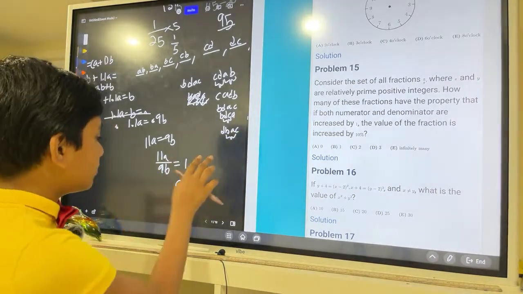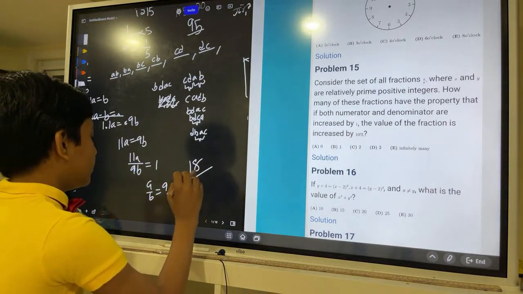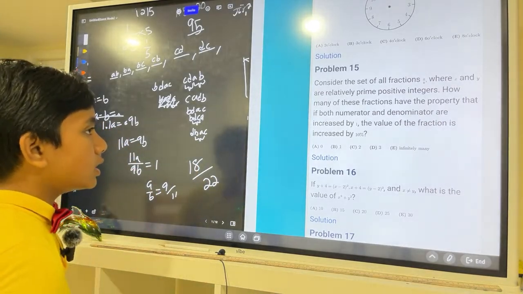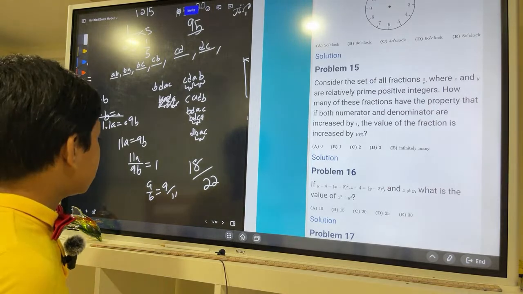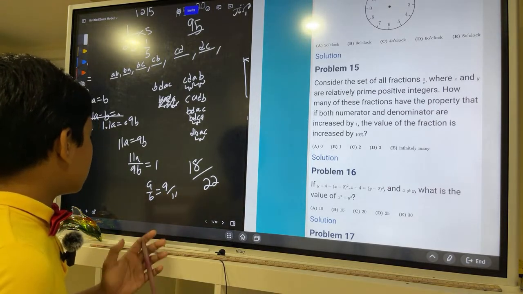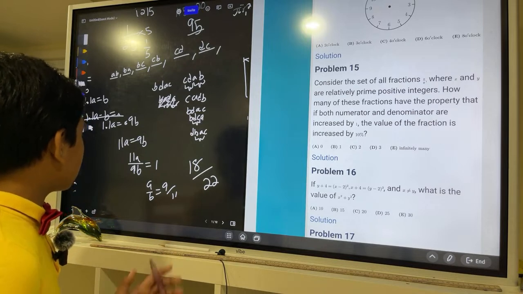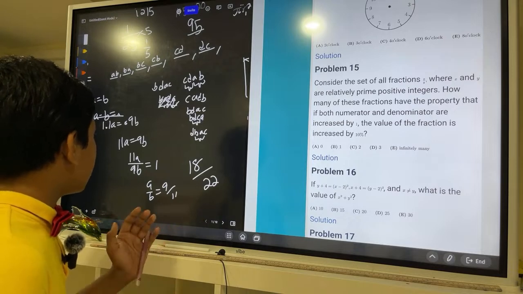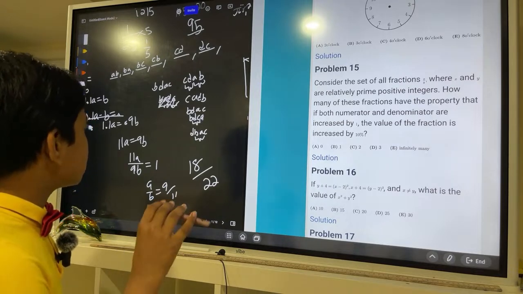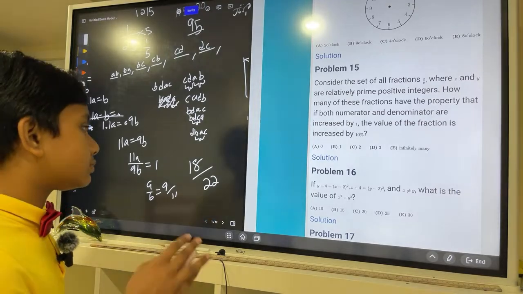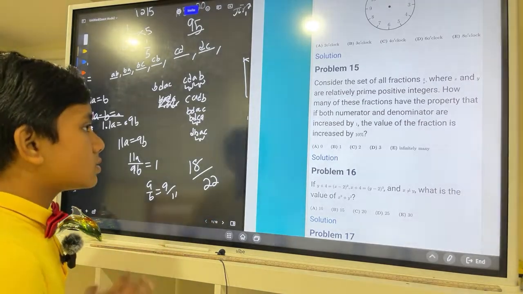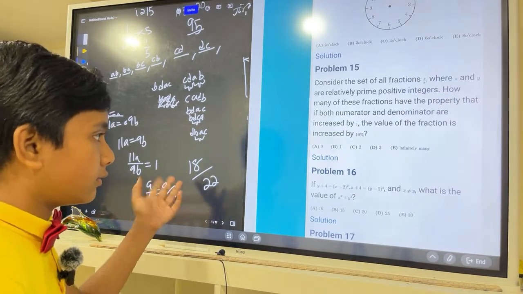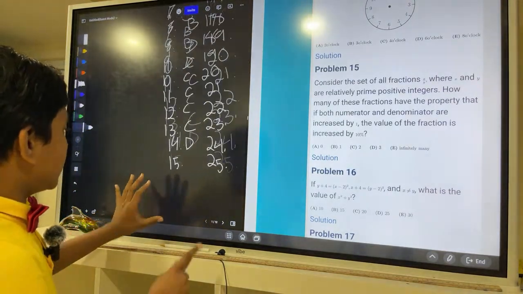Aren't there infinitely many ways to do this? Because 18 over 22 would work as well, no? I have no clue what this could even reduce to. But I'll just say infinitely many.